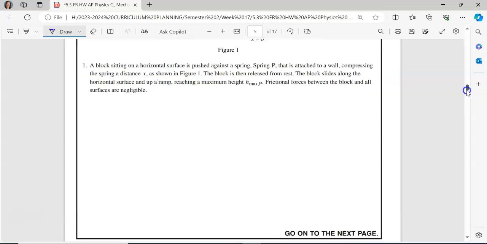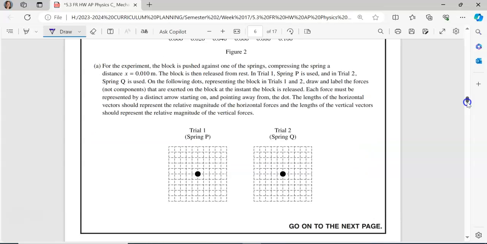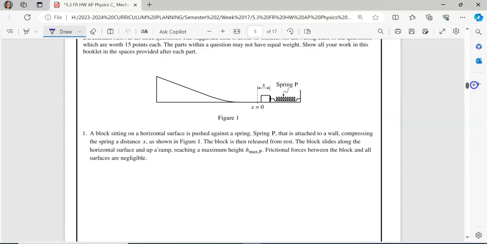So we've got this problem, number one, that just gives us an explanation. Now let's look at part A. Part A asks us to draw a free body diagram, comparing spring P and Q. For both of them, they will have the same normal force and the same force of gravity. So make sure normal force and gravity are the same magnitude and size for each one. There's no acceleration in the y direction. And they both have a spring force, so they're both compressed. It looks like they're compressed this way, so the spring force is going to push back to the left.